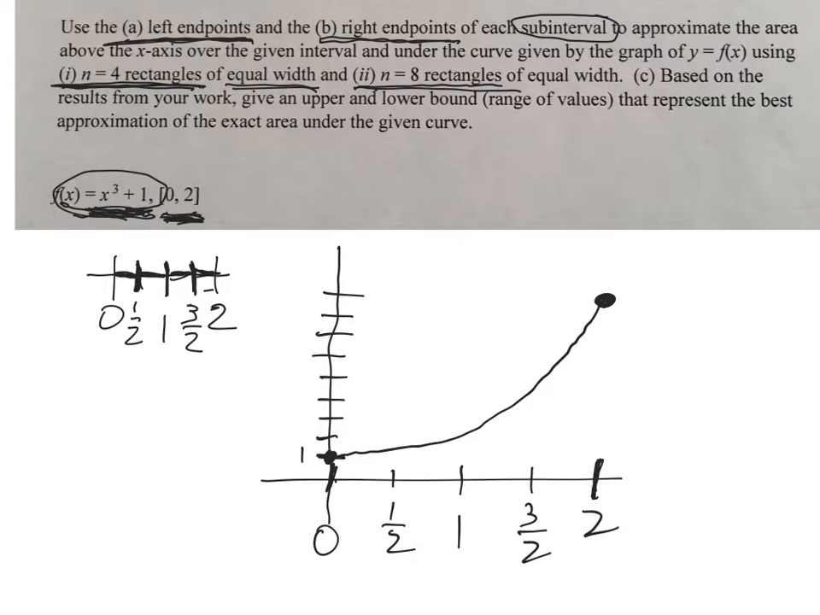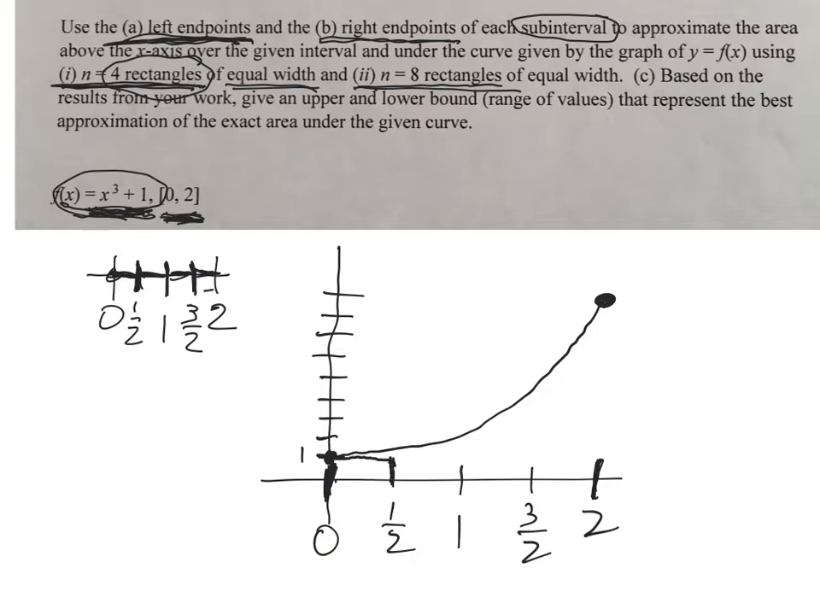Okay. Now, when I say we're going to use the left endpoints, we're going to create 4 rectangles here. And we're going to use the curve to give us the length of those rectangles, or height, if you want to think of that. So if we use the left endpoints of each subinterval, 0 will be the first left endpoint. Our first subinterval will be from 0 to 1/2. And we're going to draw a rectangle.